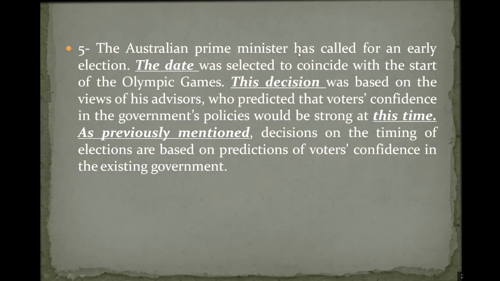The Australian Prime Minister has called for an early election. The date of this early election, so we're using the word the here, was selected to coincide with the start of the Olympic Games. This decision, the decision that's mentioned in the first sentence, called for. To call for something means to decide for something to take place. This decision was based on the views of his advisors, who predicted that voters' confidence in the government's policies would be strong at this time. What time? The time of the Olympic Games.